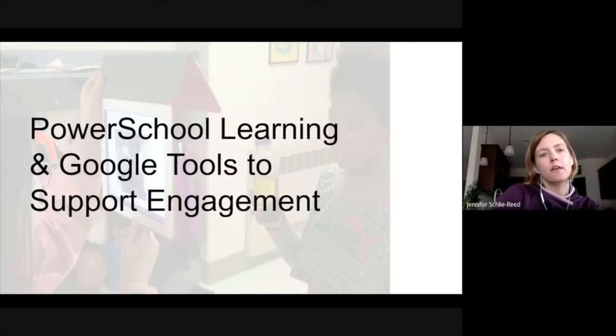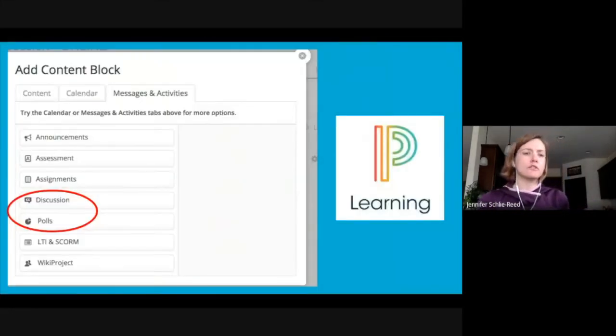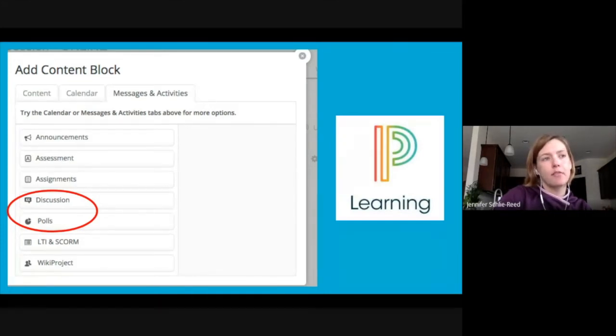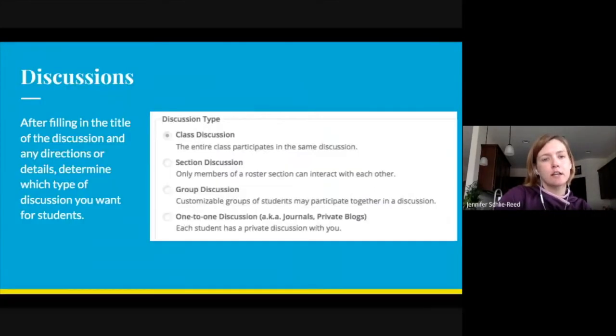We also want to think about how PowerSchool Learning and some of our Google tools could support this engagement as well. Within PowerSchool Learning, I think the two that can really build that engagement piece are discussions and polls. And so I just wanted to remind you real quickly about those. As far as discussions go, you might be aware, and if you haven't, you might want to take a look at this. You have different discussion types.